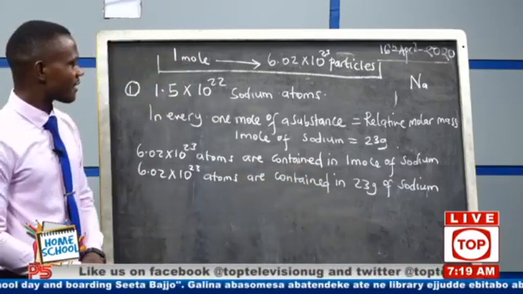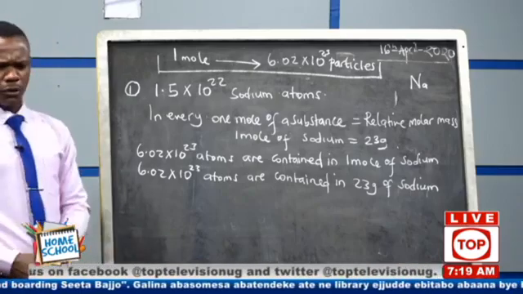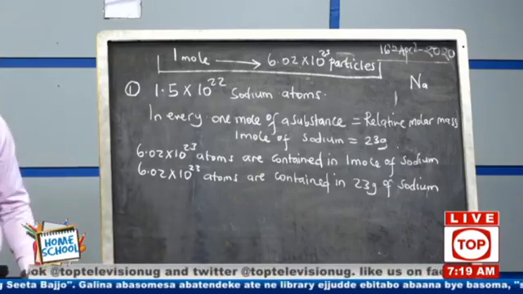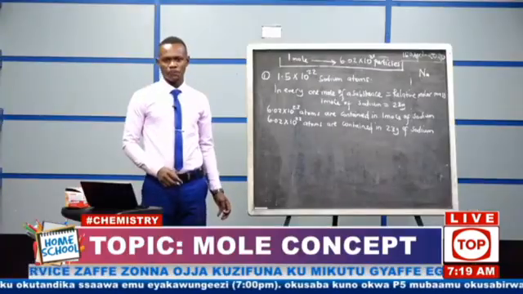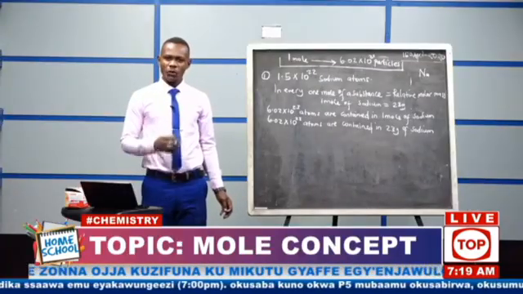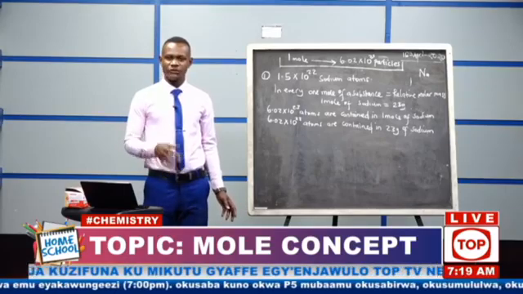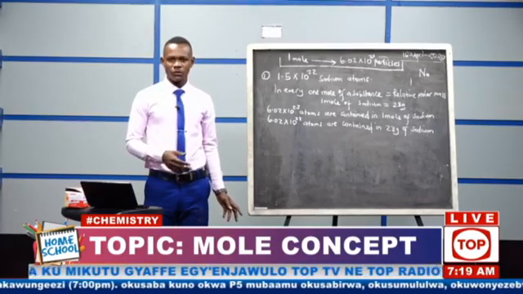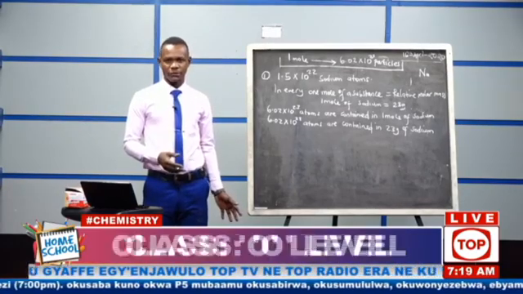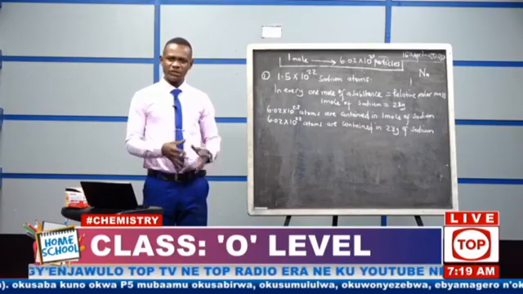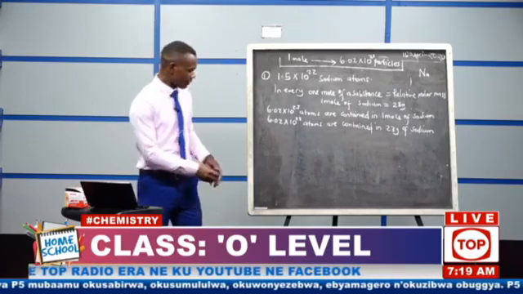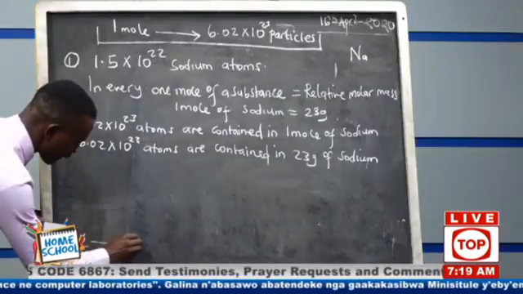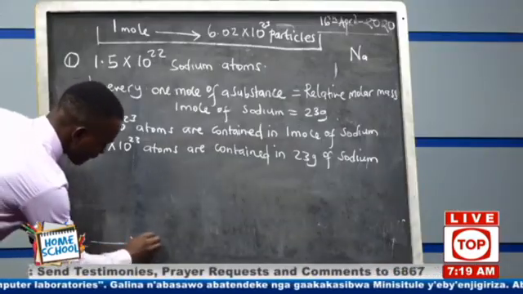It is like telling you that in 2 buckets of oranges, we have 10 oranges. Then they ask you, how many oranges are found in 5 buckets of oranges? So you use simple mathematics. Once they say 2 buckets contain 10 oranges.